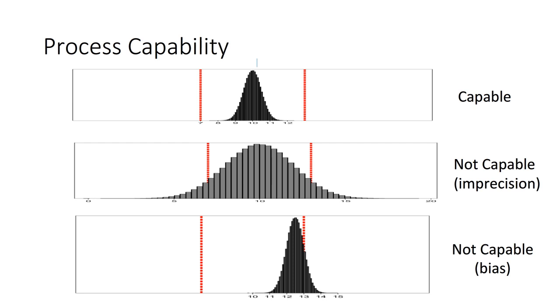As you can see, process capability involves comparing the voice of the process, the natural variation of the process, to the voice of the customer, which are the specifications. This comparison should be based on common cause variation.